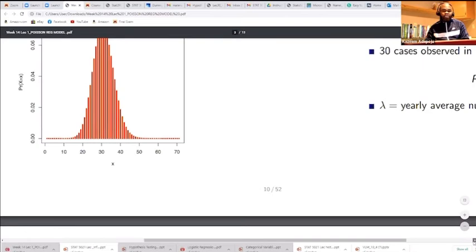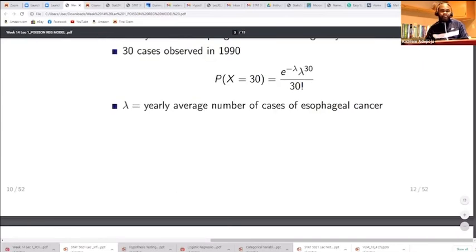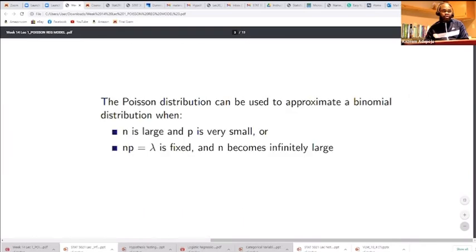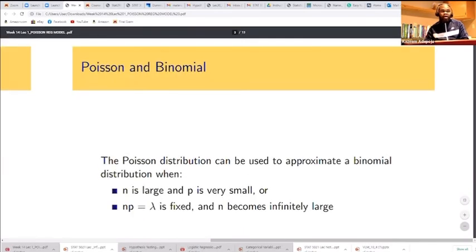I'm actually going to walk you through page 11 right now. So I'm going to go to page 11 right now. On page 11, I want to talk about Poisson and binomial.